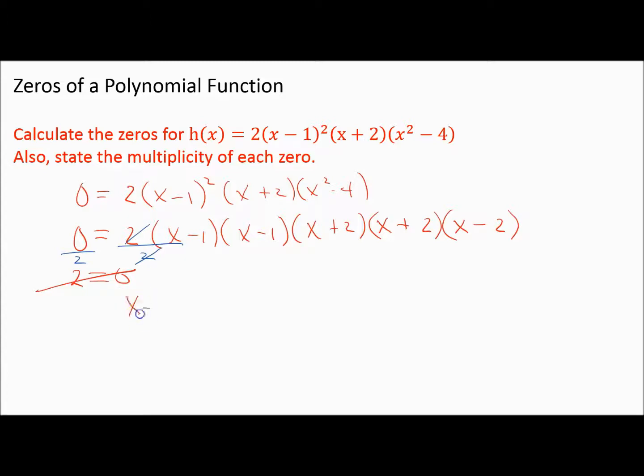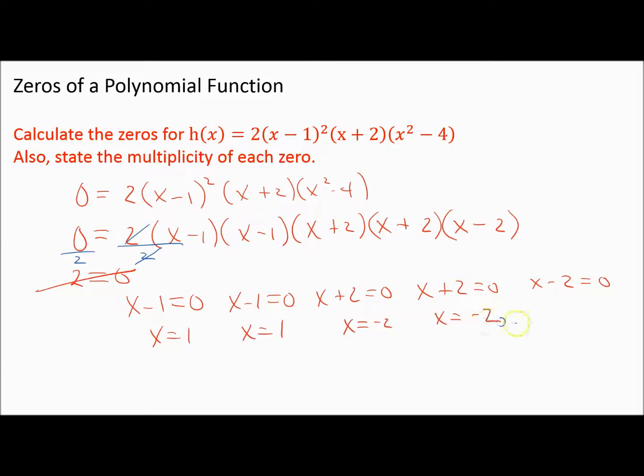So I'm going to set x minus 1 equal to 0, x minus 1 equal to 0, x plus 2 equal to 0, x plus 2 equal to 0, and x minus 2 equal to 0. This gives me x equals 1, x equals 1 again, x equals negative 2, x equals negative 2 again, and x is equal to positive 2.